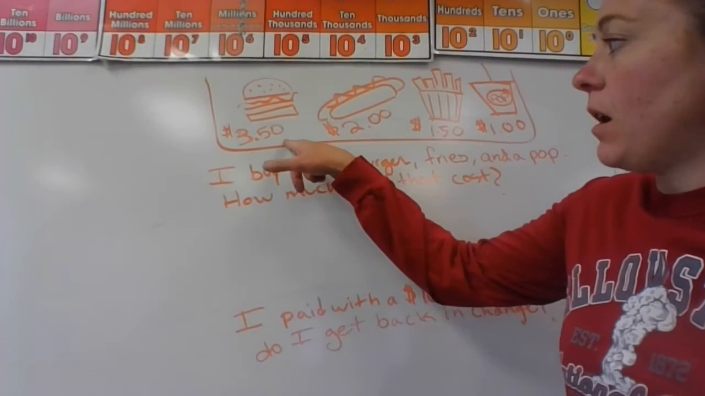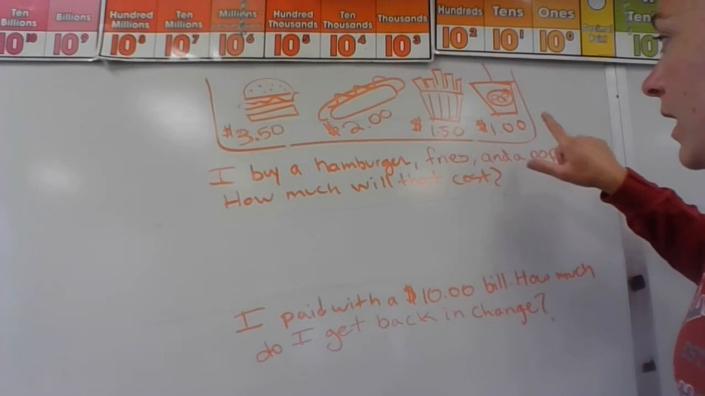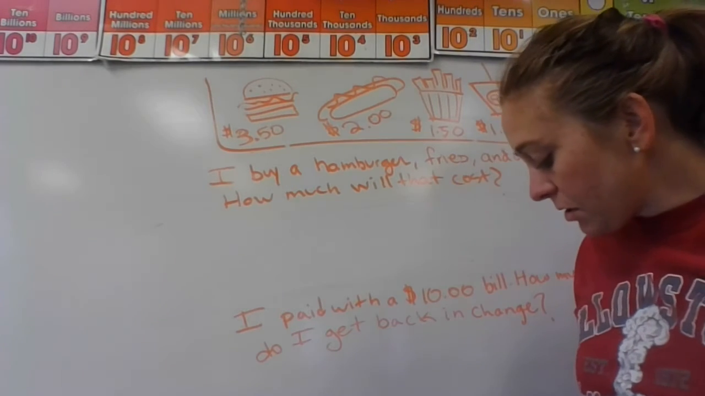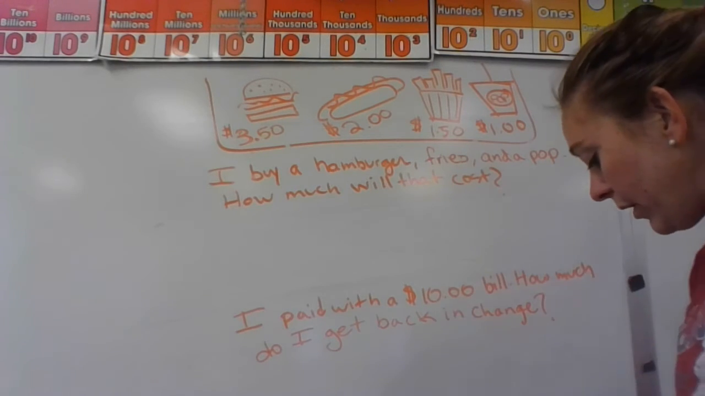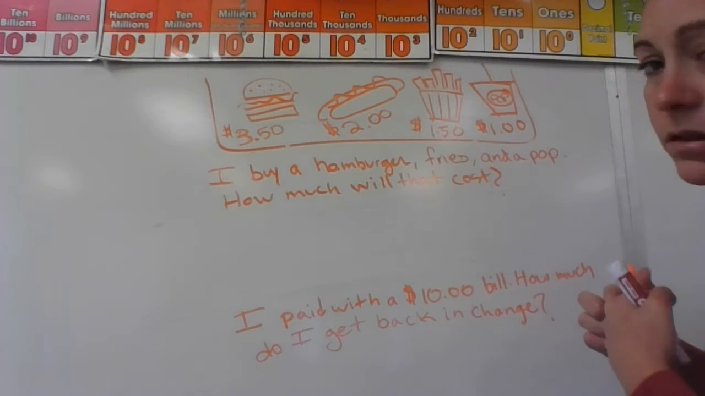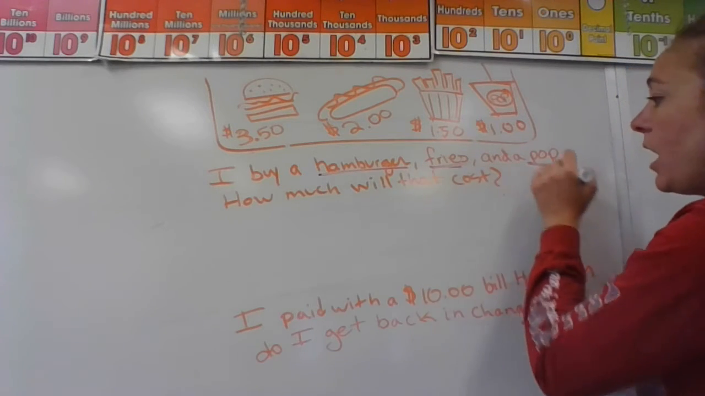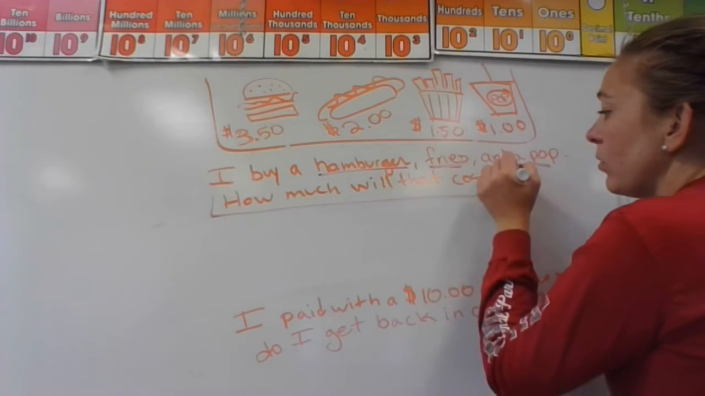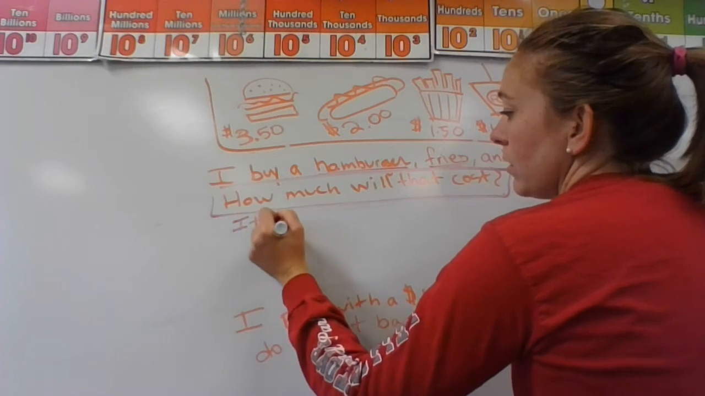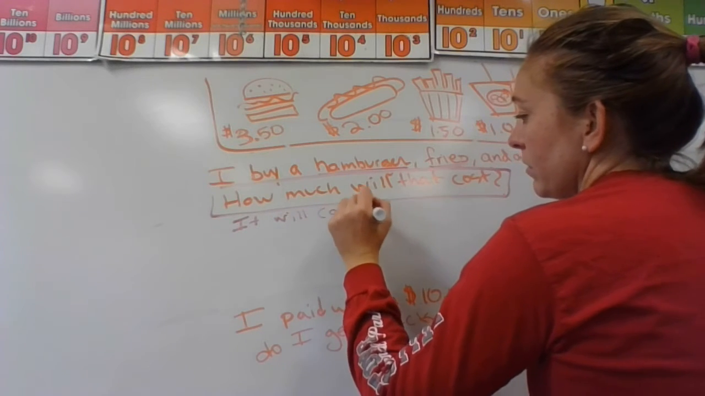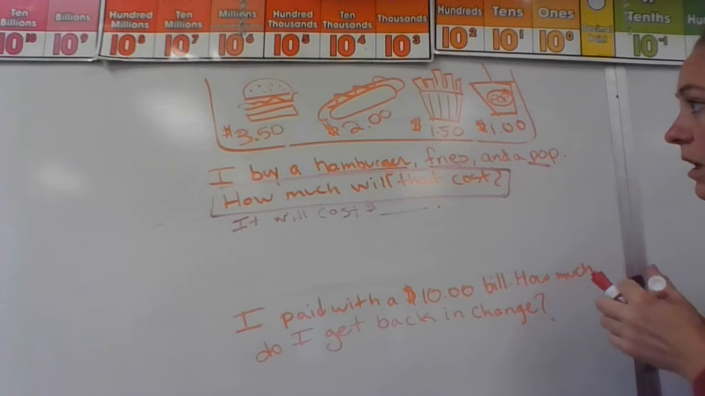I've got a hamburger for $3.50, a hot dog for $2, French fries for $1.50, and a pop for $1. And my question I came up with was, if I buy a hamburger, fries, and a pop, how much will that cost? First, we need to underline it, right? So I bought a hamburger, fries, and a pop, and I want to know how much it will cost. And I'll put down it will cost blank dollars.